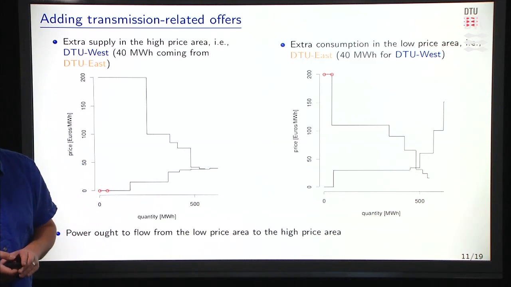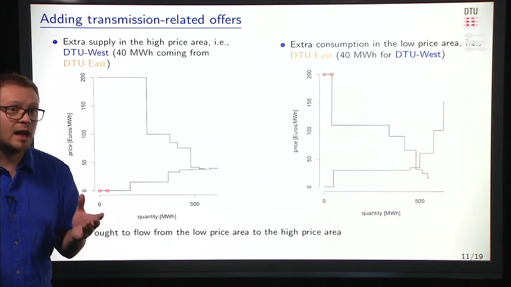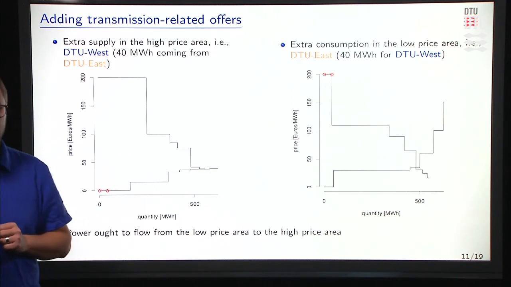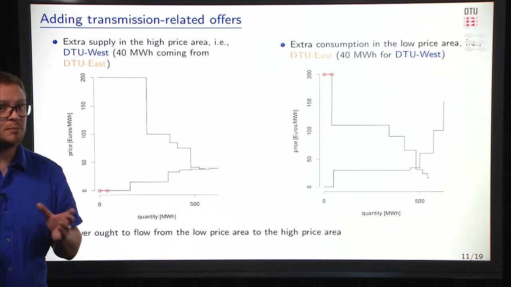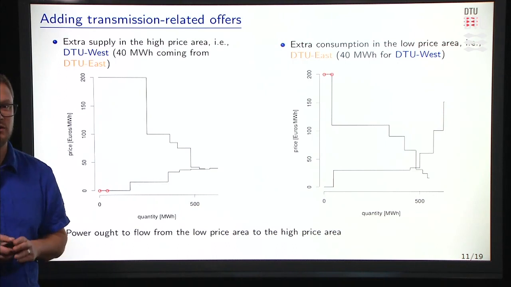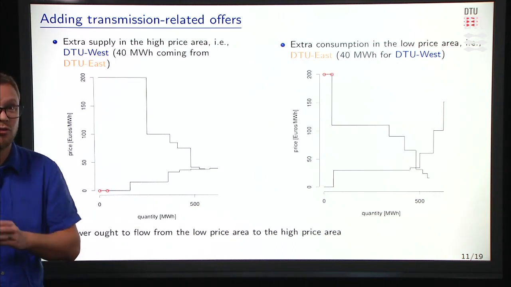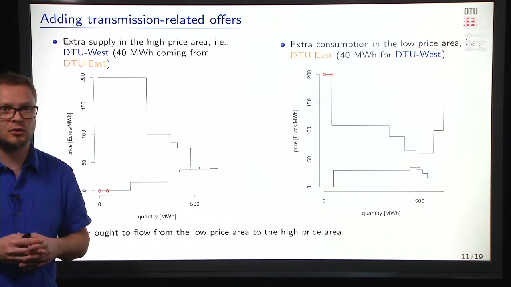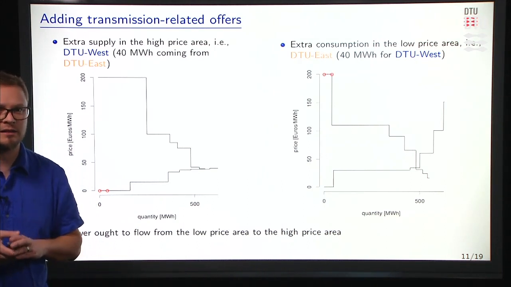In our case, we have a high price area and a low price area. Most likely, you will have this situation that on one side, if doing the market clearing, the price is going to be higher or lower than on the other side. There is this basic rule that power should always flow from the low price area to the high price area. Obviously, in the high price area, there are more people who are ready to pay a higher price for this energy, and on the other side, there are people ready to sell at a lower price for this energy. So we can increase social welfare by matching this extra supply and demand.